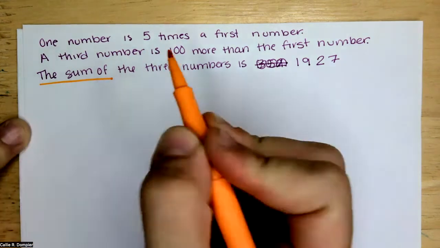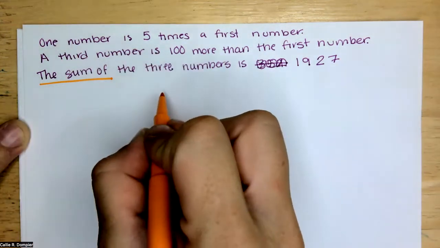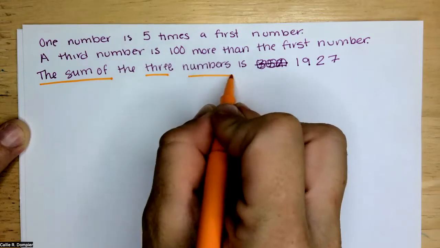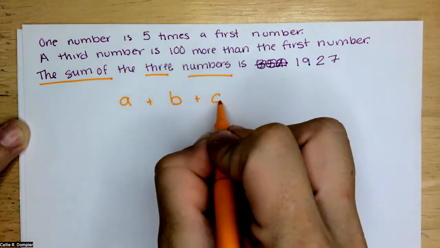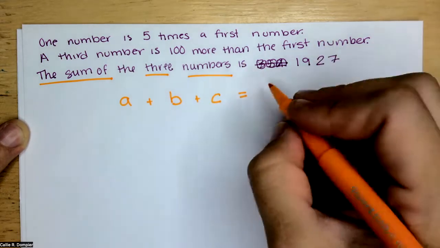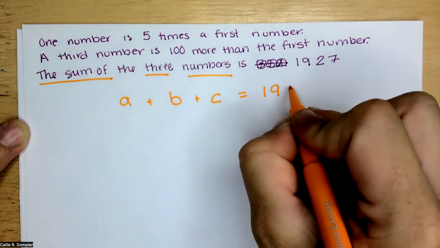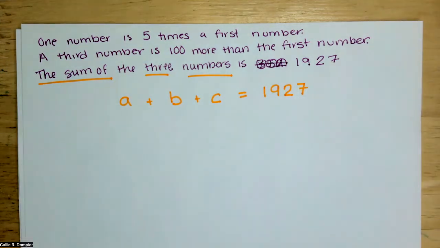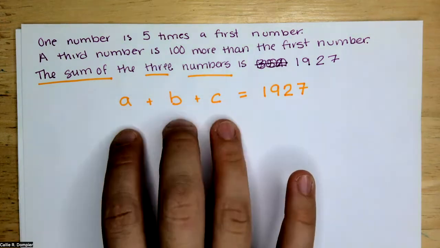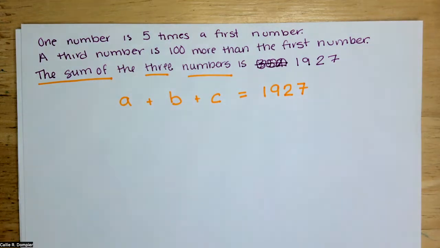The sum means add, right? The sum of three numbers, A, B, and C, always means equals 1927, for example. Good? Okay, so we know we have three numbers. We don't know any of these numbers. The question asks us to find these numbers. So we need to find A equals, B equals, and C equals, right?